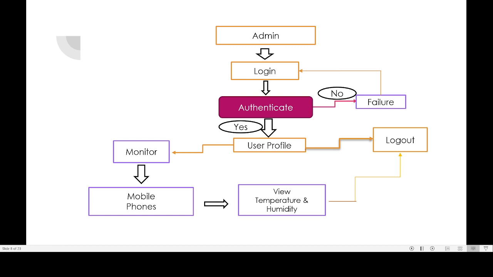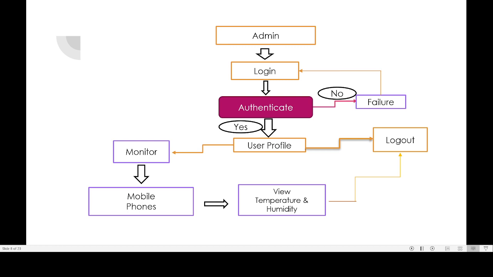This user profile is for when we first log in as the admin user. We use it to create our profile, that means our information. If we need to monitor, we go to the monitoring system section. If it's not urgent, or we don't need to monitor now, we simply log out. Then when we want to monitor, we go to the monitor section and connect to the mobile phones.